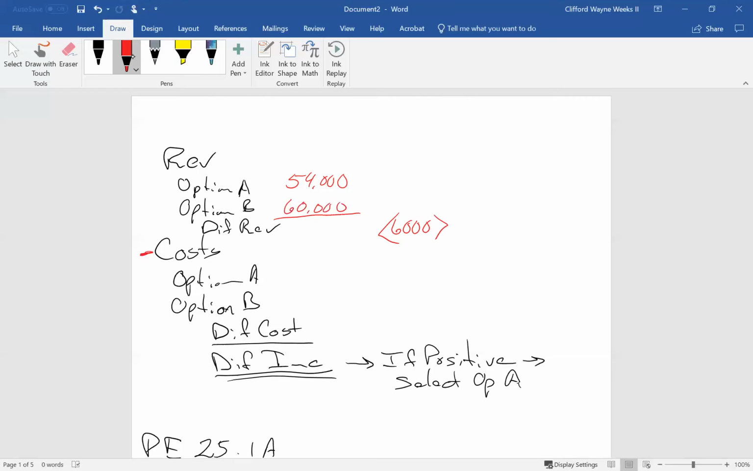Then it told us that if we sold this, we're going to have a 5% commission. So if we sold this, we're going to take the 54,000 times 0.05, and that comes out to be 2,700, or the 54 times 5%.